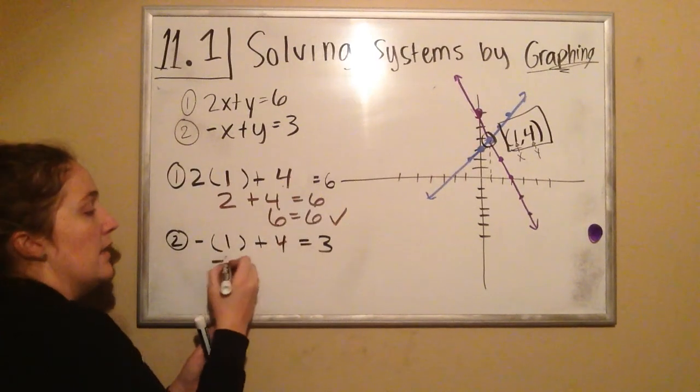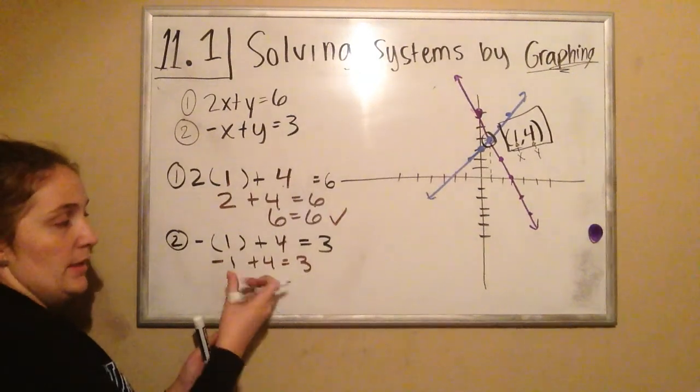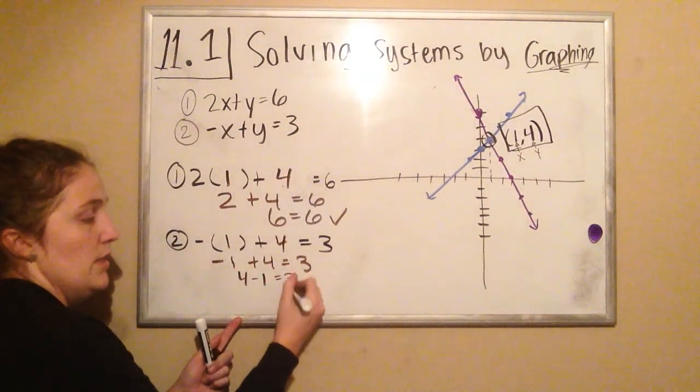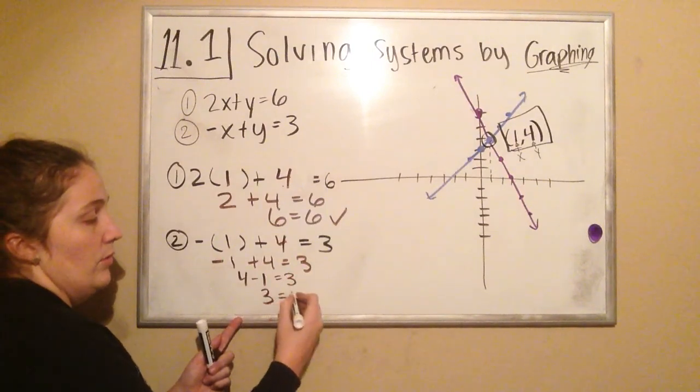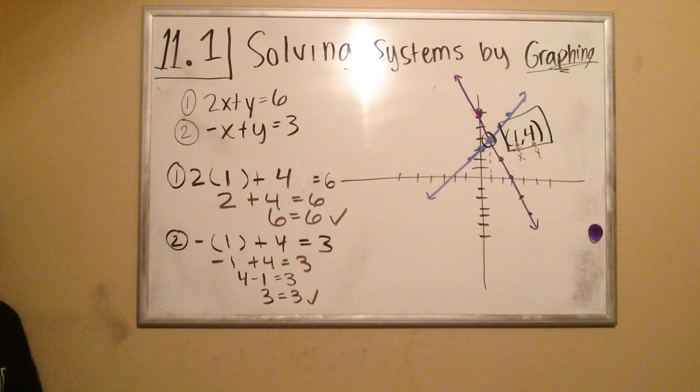So we get negative 1 plus 4 equals 3. For me, I like to read this in the opposite order. I'm just going to switch them. 4 minus 1 is equal to 3. So 3 is equal to 3. We got it. Okay, that is why it works.